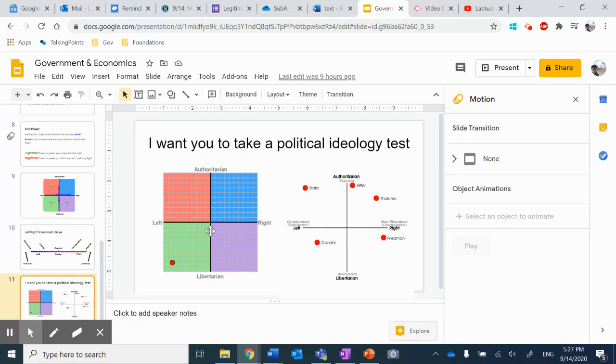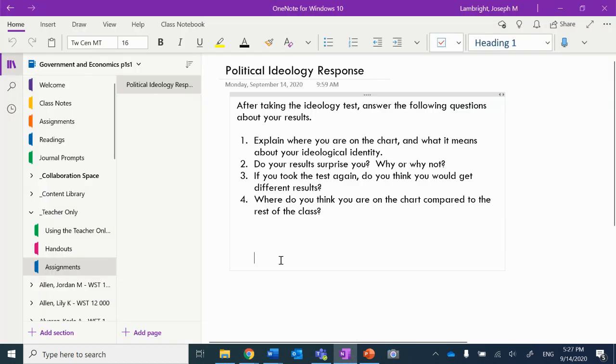When you're finished, you can copy and paste your result page like this into the OneNote assignment that you'll find in your assignments tab that looks something like this. Go ahead and then answer the questions here as best you can.